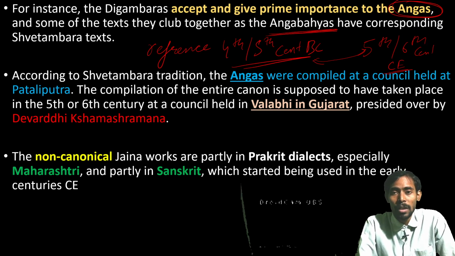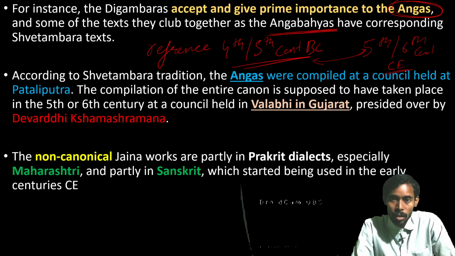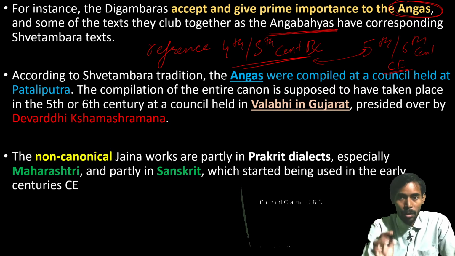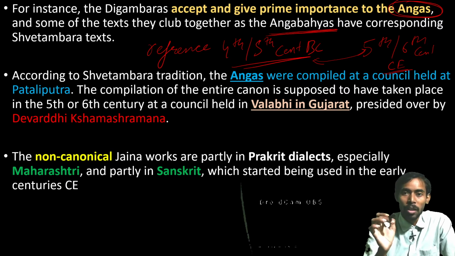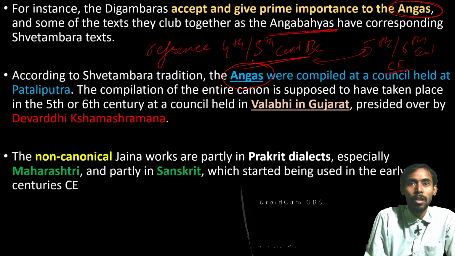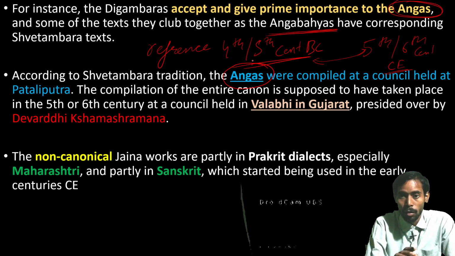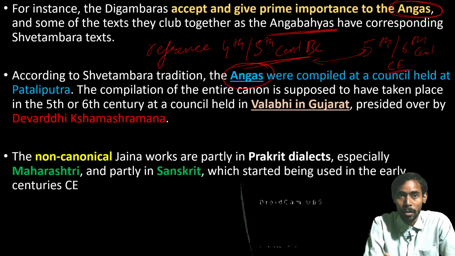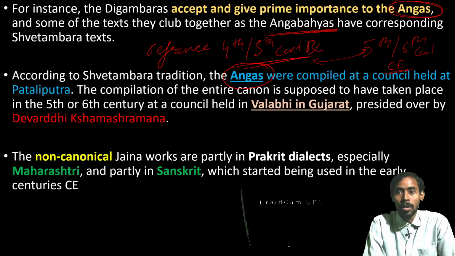Now we will be looking at the councils held. In this topic there is also a mention of councils; they have mentioned only two. One council was held at Patliputra, where, as per the Swetambar tradition, the Anga was compiled. Only the Anga was compiled; don't be confused that all the Jain texts were compiled here.